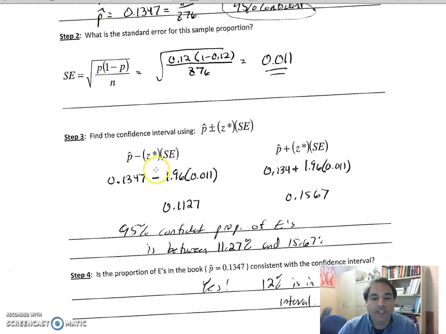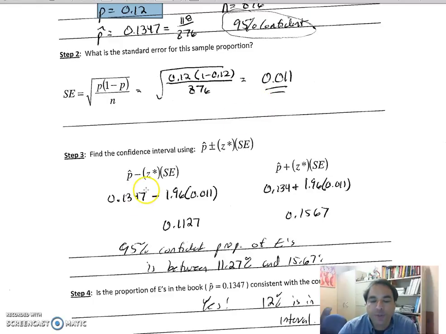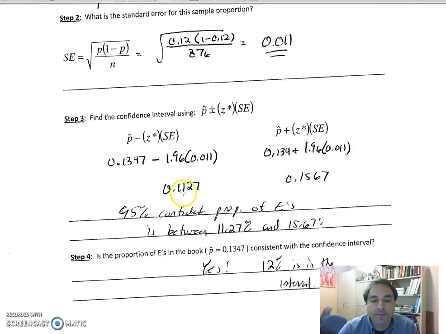So we use our formula, p hat plus or minus z star times SE. p hat 0.1347 plus or minus z star, which is 1.96 because of the 95%, or you could use 2, times 0.011, our SE. Minus and plus, we get between 0.1127 and 0.1567, so we're 95% confident the proportion of E's is between 11.27% and 15.67%.